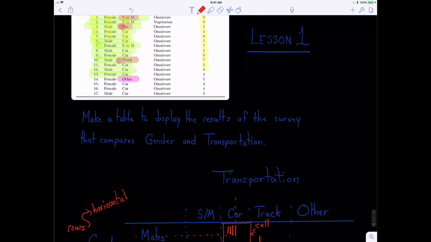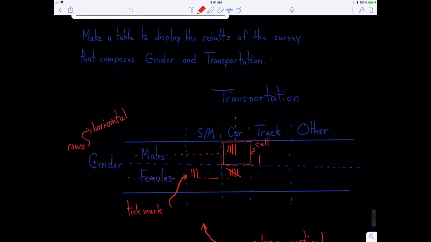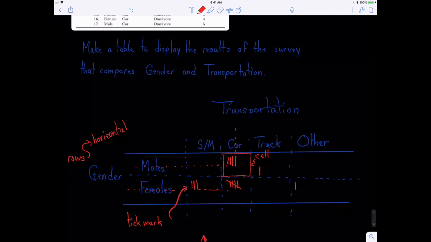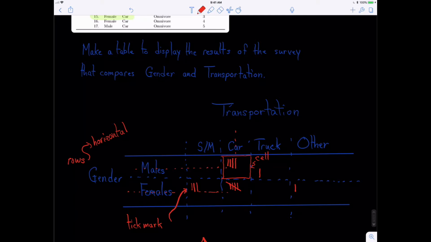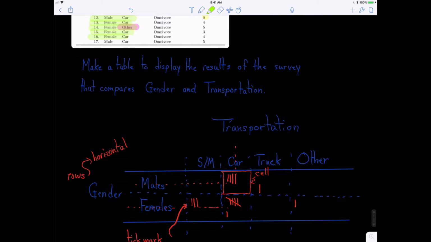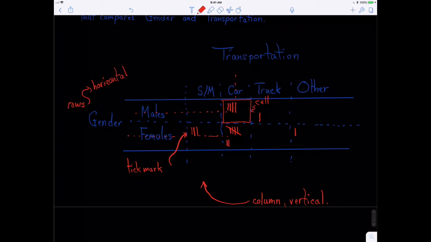So let's continue. Our next person here is a female using some other mode of transportation. So we would record the female in the other category here. So the females row, other column, and we put this red tick mark. Continuing, we have a female in a car again. So we start a new batch of tick marks then. 1, and then we come back up, and look at this, we have another female in a car and then a male in a car. So we'll record those last 2. That's going to be the 5th tick mark for that cell.